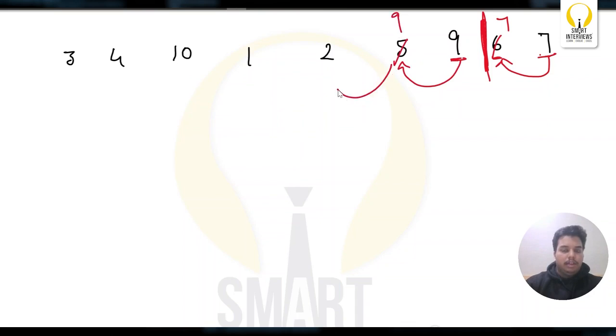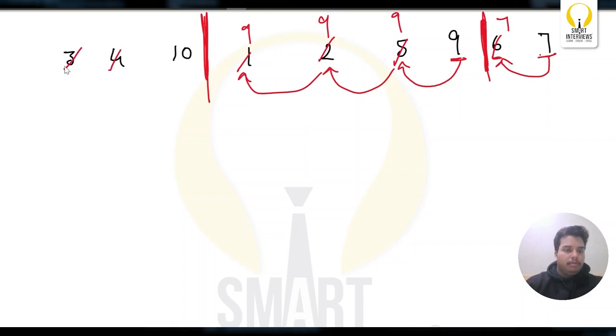Is 2 less than 9? Yes. Is 1 less than 9? Yes. Is 10 less than 9? No. So 9 can't update 10. But 10 can again update these two values. Why? Because they are less than 10. So it is something like you need to find the another maximum.